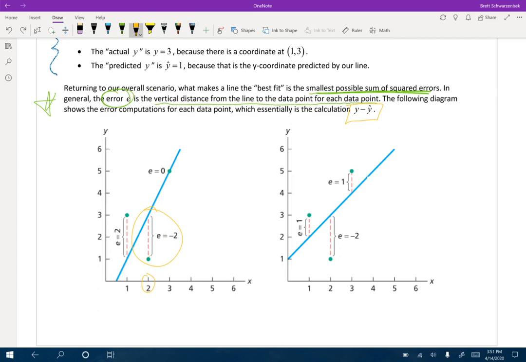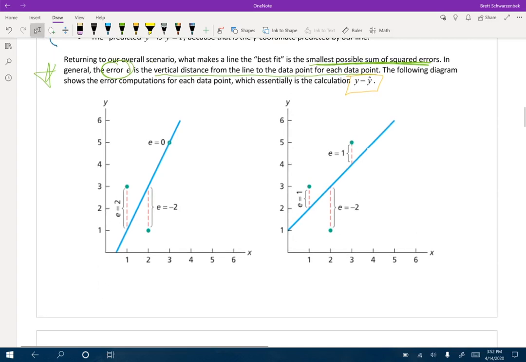Of course, if you look at the last point in this scenario, at x equals 3, note that the y and the y hat are the same value because the point is on the line, which means if you subtract them, you get e is equal to 0. So if you're looking at this problem right now, we actually have 3 computed errors in the scenario. We have 2, -2, and 0 for our 3 points. There is an error computation for each point that you have.